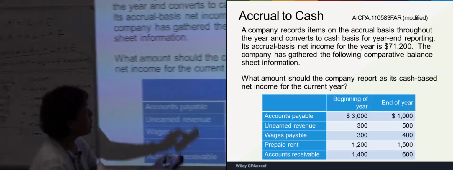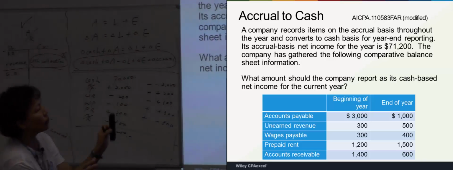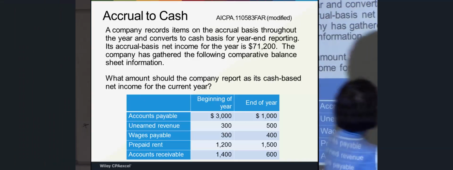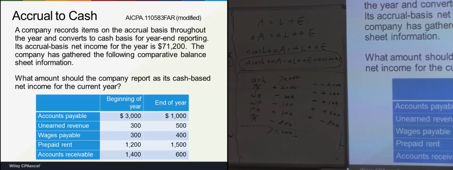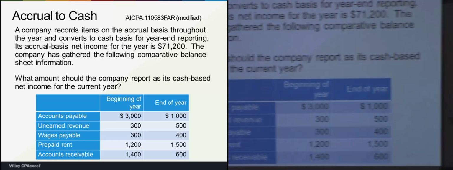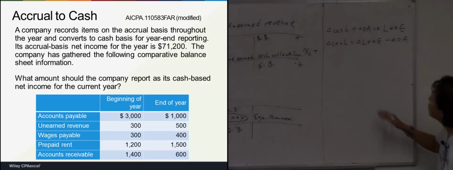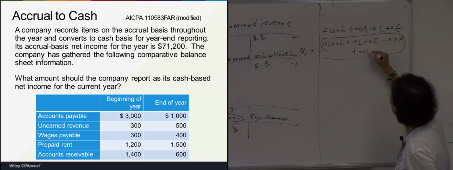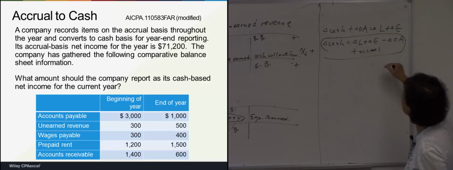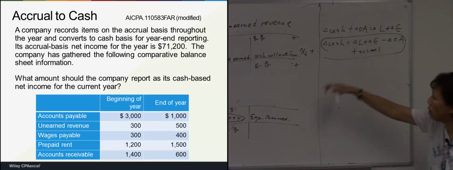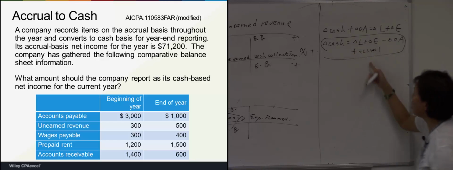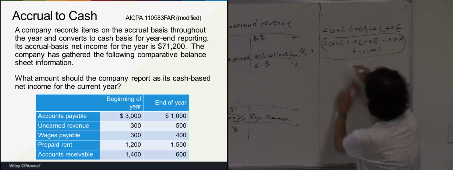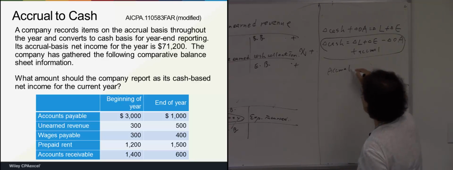Okay, so now we have to convert from accrual to cash. From accrual to cash. So the starting item will be the accrual amount. So how much is the accrual amount?